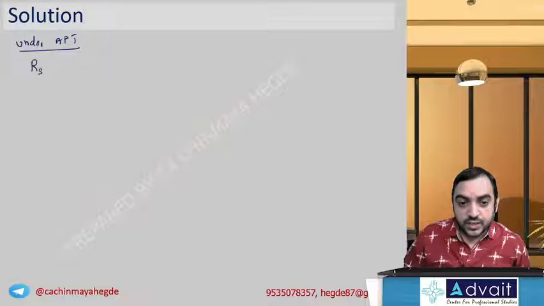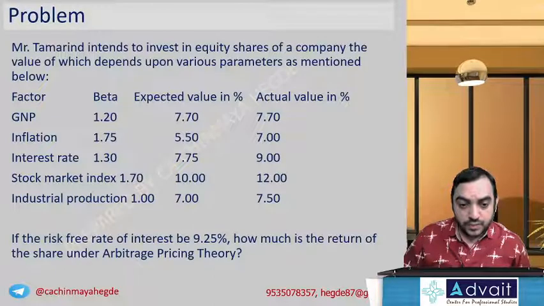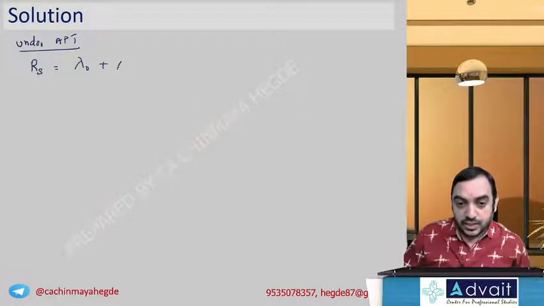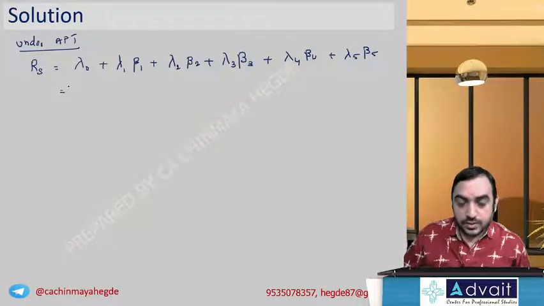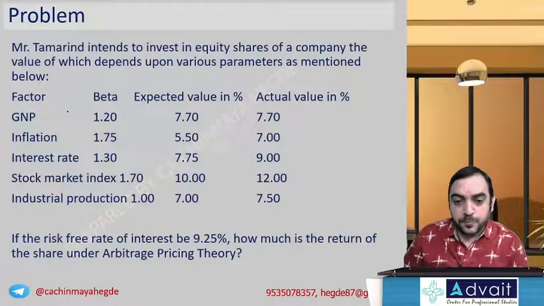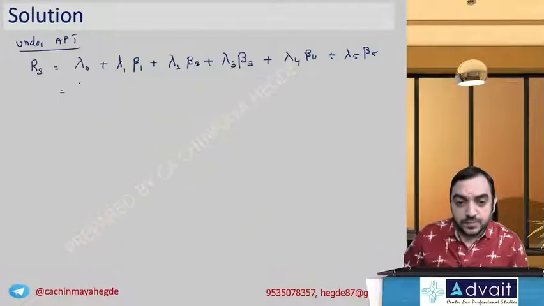The return of a security is calculated by lambda 0 plus, here how many factors do we have? 1, 2, 3, 4, 5. Okay, 5 factors. Lambda 1, beta 1 plus lambda 2, beta 2 plus lambda 3, beta 3 plus lambda 4, beta 4 plus lambda 5, beta 5. Okay, lambda 0 is the risk-free rate. Risk-free rate 9.25, 9.25.